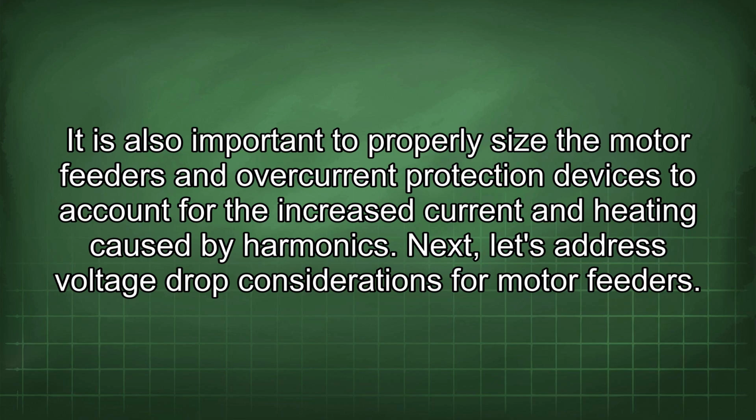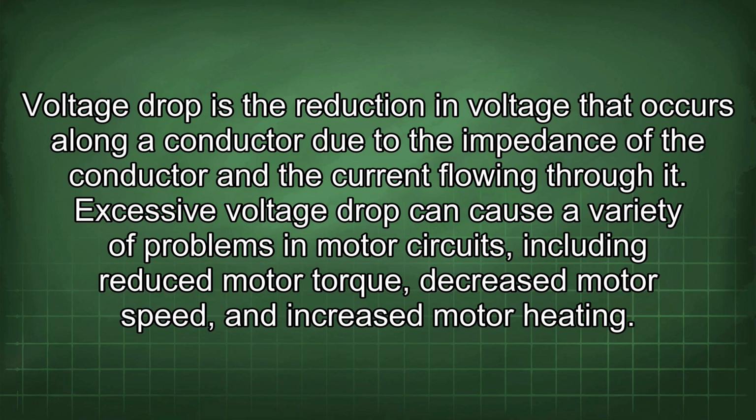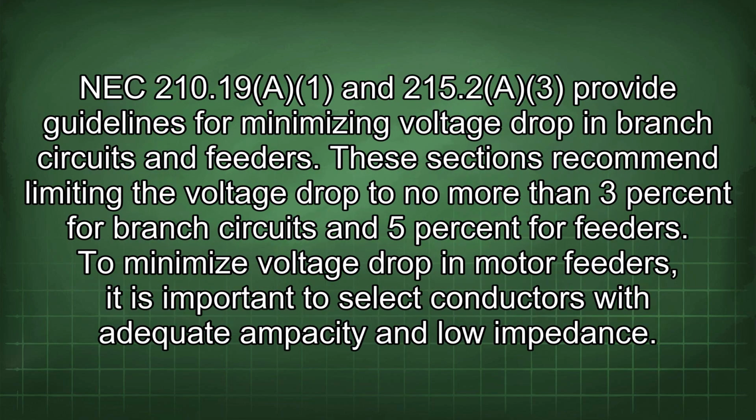Next, let's address voltage drop considerations for motor feeders. Voltage drop is the reduction in voltage that occurs along a conductor due to the impedance of the conductor and the current flowing through it. Excessive voltage drop can cause a variety of problems in motor circuits, including reduced motor torque, decreased motor speed, and increased motor heating. NEC 210.19(A) and 215.2(A) provide guidelines for minimizing voltage drop in branch circuits and feeders. These sections recommend limiting the voltage drop to no more than 3% for branch circuits and 5% for feeders.